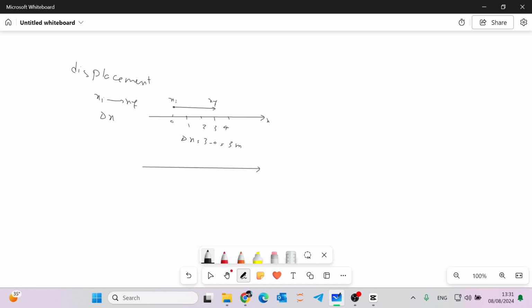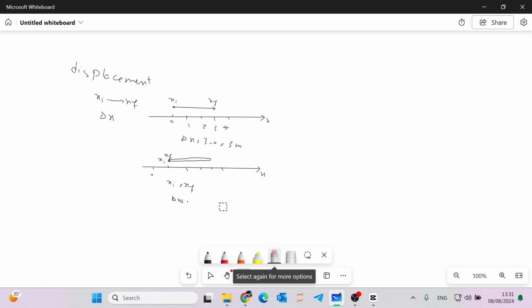If, for example, this is again the x 0 point, and I go forward from this place, my initial point, and then return, then as you can see, my xi equals xf. Then my displacement would be 0.